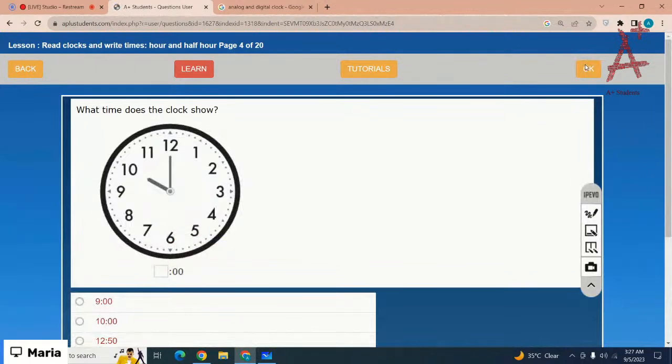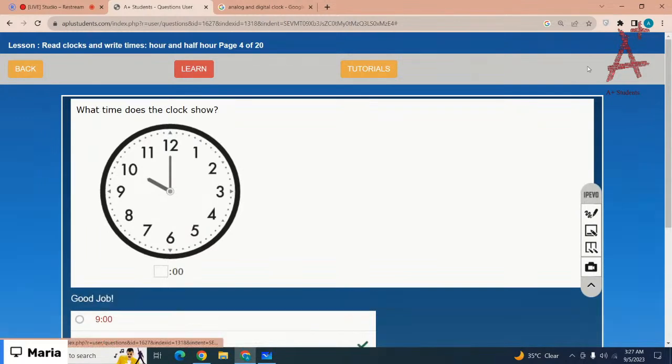What time does the clock show? Which is the correct option? The hour hand points to 10, right? So that means it is 10 hours and 0 minutes. Option number 2 is the correct option.